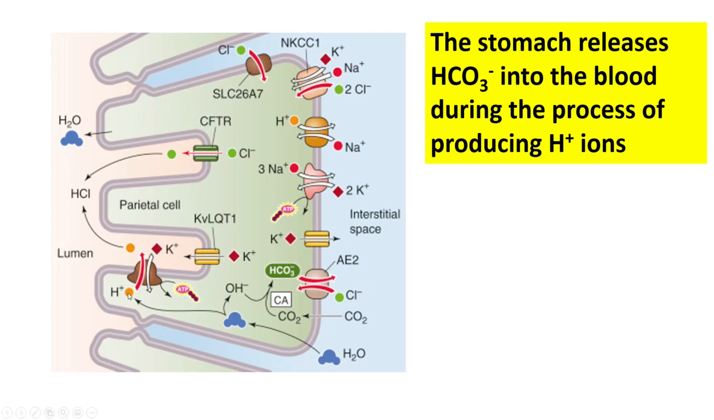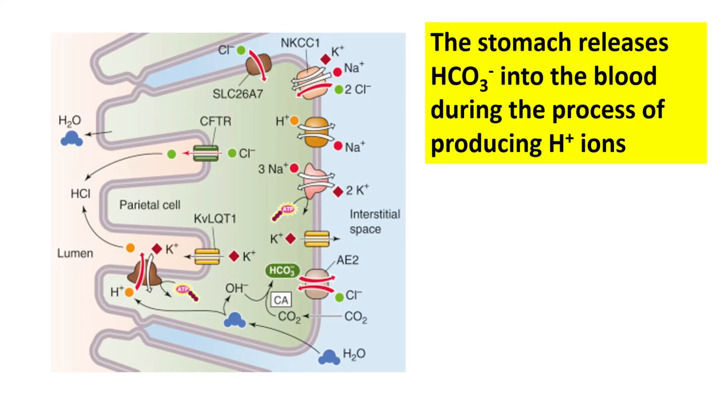So where do these hydrogen ions come from? Well, if you have a look, we've got water, we've got carbon dioxide. These come into the cell. They go through the usual carbonic anhydrase reaction, and what do we produce? We produce hydrogen ions and we produce bicarbonate ions. The hydrogen ions, we already know what happens to them. They get pumped into the stomach. Beautiful, let's digest some of those proteins and so on.